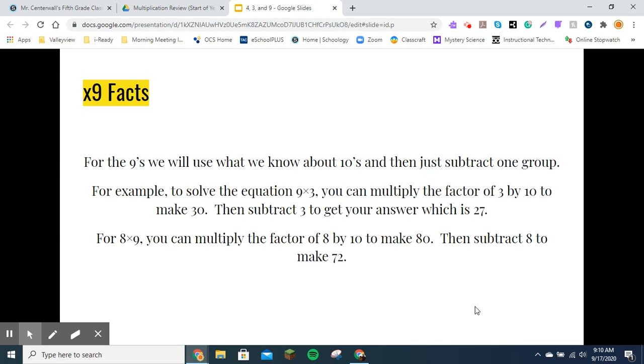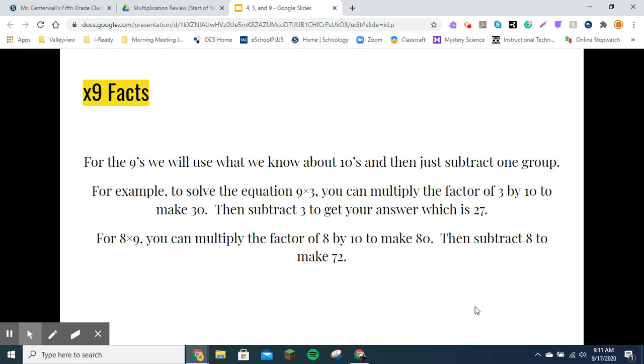All right. For the 9s, we'll use what we know about the 10s, and then we will subtract one group. So it's a variation on the last strategy we learned with the 3s, but let me explain. Take, for instance, 9 times 3. Instead of multiplying that factor of 3 times 9, which some of you might be trying to figure out in your head, or adding 9 three times, why don't we pretend that 9 is actually a 10, which would give us 30. But then if we subtract 3 from that, if we subtract our factor, that gives us 27.